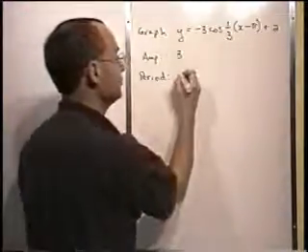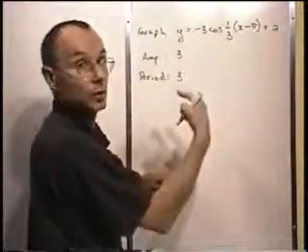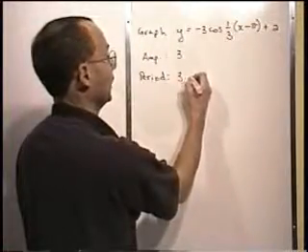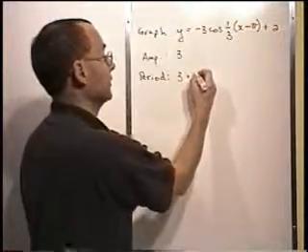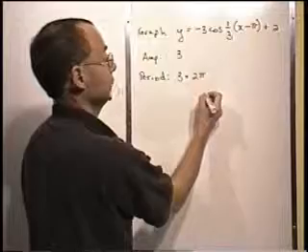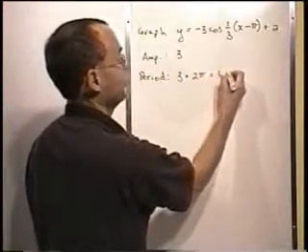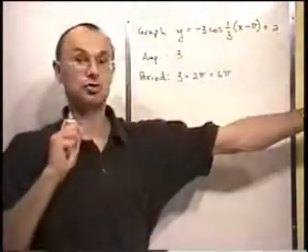The period, well, that'll be affected by this number's reciprocal. So instead of 1/3, it'll be 3, times the normal period of cosine, which is 2 pi. So we have 6 pi. So very, very much stretched out.